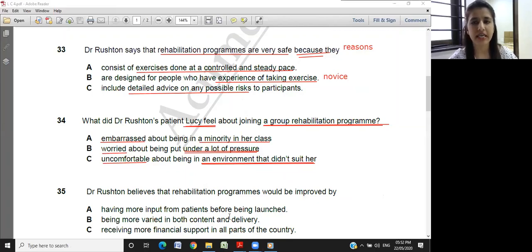Now here it says they are very safe because I couldn't see any one of you sending your answers. So if you could send it, I can understand whether you are able to follow the strategy, whether you are able to choose answers.